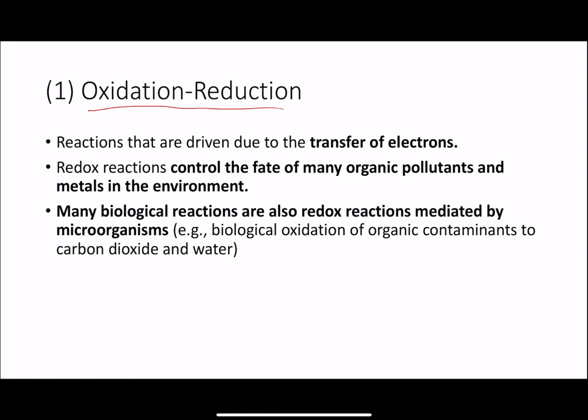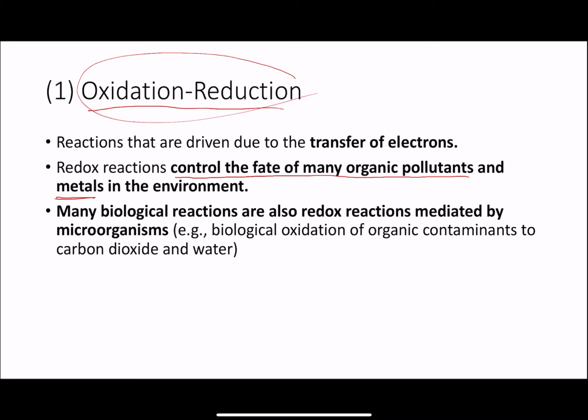Why do we have to study oxidation reduction? Because in this process we control the fate of many organic pollutants, and especially heavy metals in the environment. By controlling their fate, we know exactly where they are going, from soil to water to air, so we could control them not to move anywhere. So if you control oxidation reduction, you will control their movement.